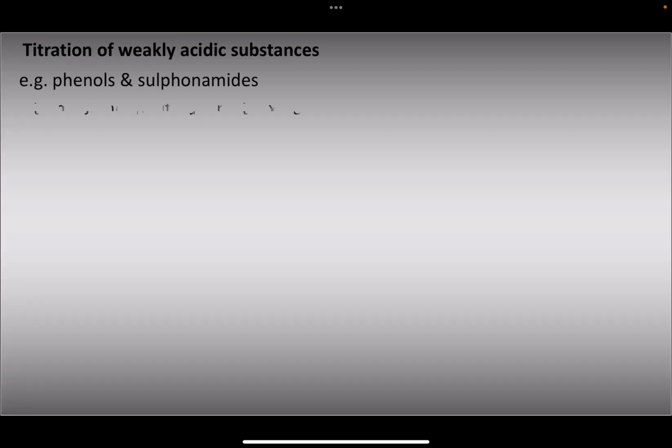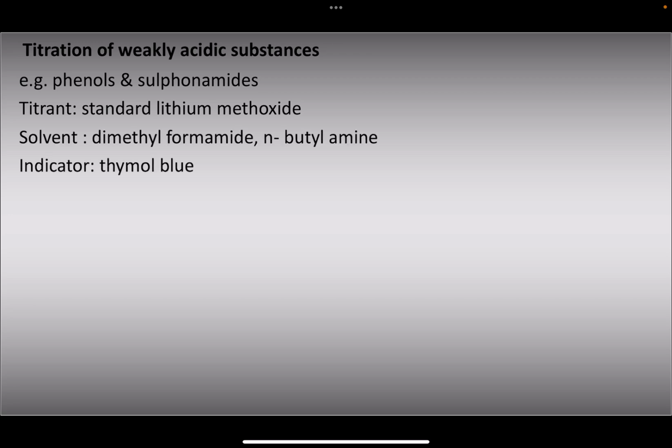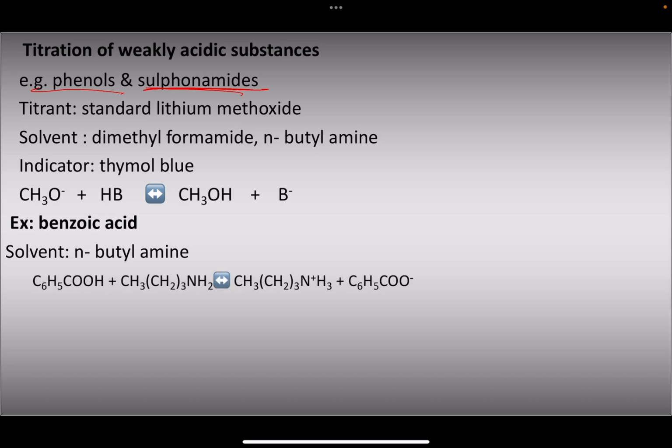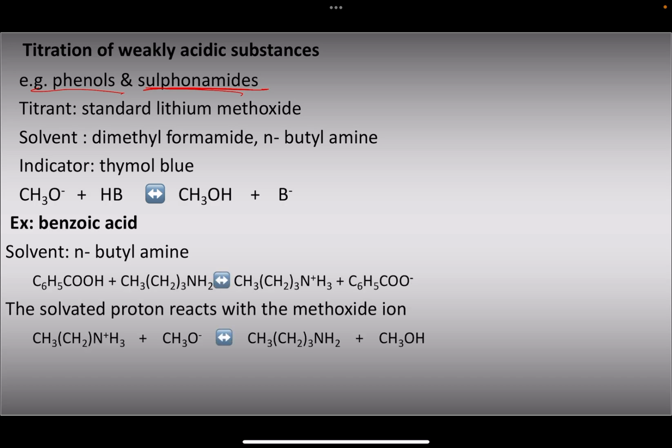The final example is the titration of weakly acidic samples. Examples of weakly acidic samples are phenols and sulfonamides. Sulfonamides are a class of drugs that act as anti-infective or antibacterial agents. The titrant in this case would be standard lithium methoxide. A methoxide is an alcohol devoid of proton. So lithium methoxide is the titrant used in this case.